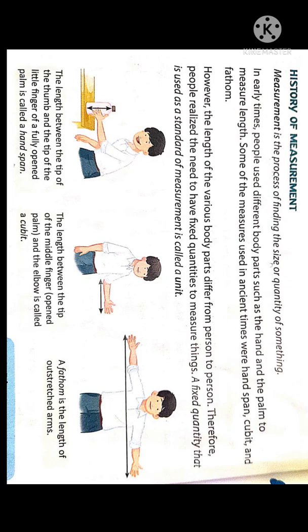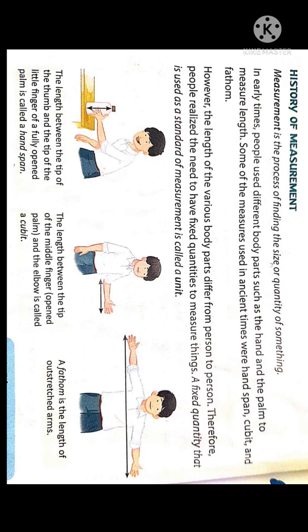Okay, children, now we are going to study the history of measurement. So, what is meant by measurement? Measurement is the process of finding the size or quantity of something. In early times, how did people measure things? They used different body parts such as their hands and palms to measure length. Some of the measures they used in ancient times were hand span, cubit and fathom.